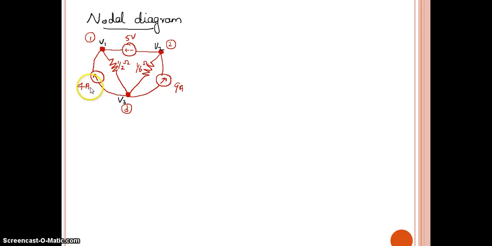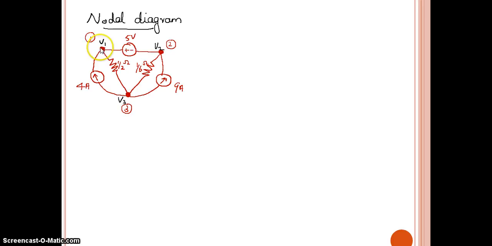Now our next step is to apply Kirchhoff's current law to each non-reference node. So this is a non-reference node and this one is the second non-reference node. If you are applying Kirchhoff's current law to the first non-reference node, what is Kirchhoff's current law? All the currents meeting at a point should sum to 0. That means the current leaving a node should be equal to the current entering the node.